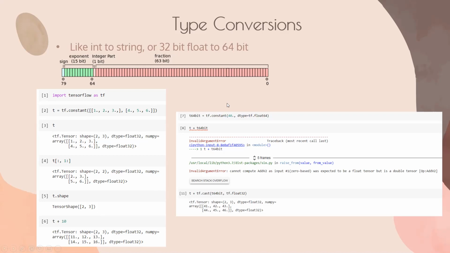Here is what I tried to do: if you take a 64-bit float tensor and add it to a tensor that was 32-bit float. Here's float 32, which is T, and T 64-bit is 64. If you try to do this, it will not let you. It wants you to convert it. So here I did tf.cast, and I cast that 64-bit into 32. Now you can do that computation.